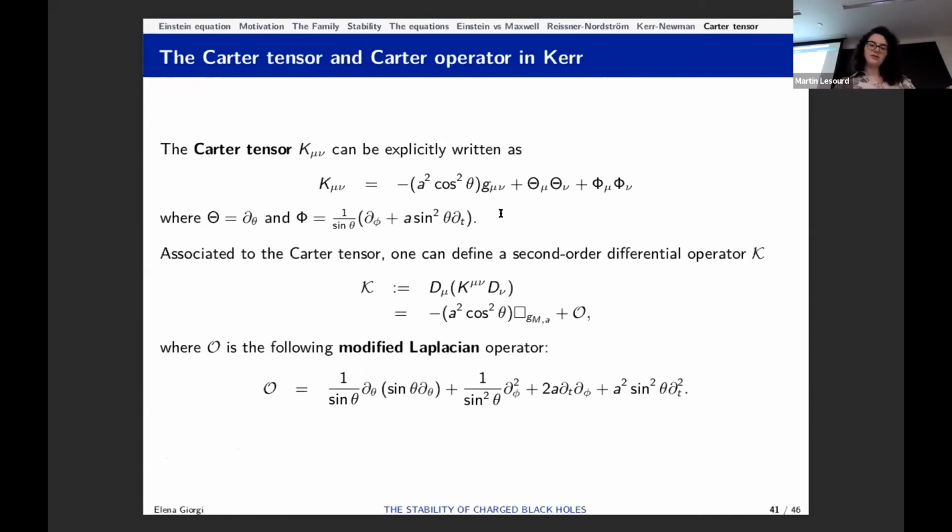And associated to the Carter tensor, one can define a second order differential operator given by two derivatives and a contraction. And this is given by the D'Alembertian and then the following modified Laplacian operator. So you can see from here that if you're in Schwarzschild, you don't have this term, you only get the standard Laplacian. But in Kerr, you get this modified Laplacian. So this is the first two terms of the Laplacian, then you have these additional two terms.